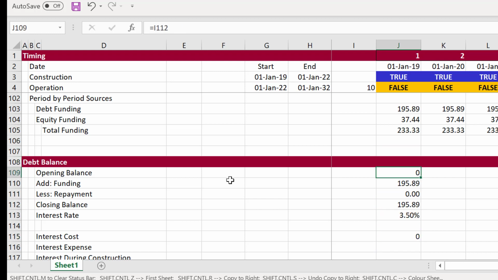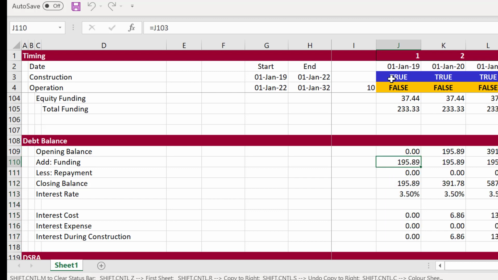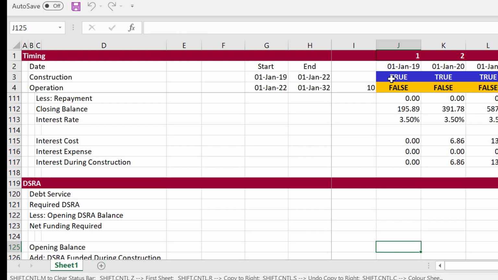I'm going to press Shift Control 1 here. Our interest expense is this interest cost multiplied by the operation period, and our interest during construction is the interest cost multiplied by the construction period. Then we can take this whole group, Shift Control R, and we're finished.